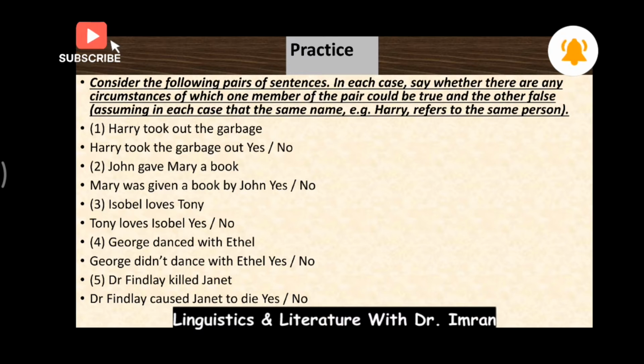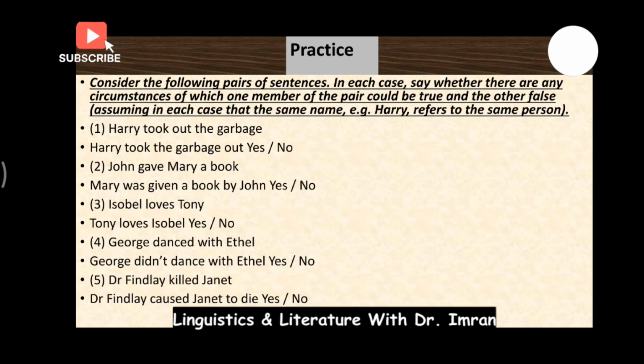Again, we have two different propositions in these two different sentences. The answer would be yes, because the two sentences do not correspond with each other. In the first case, Dr. Findlay killed Janet. In the second, Dr. Findlay was only the cause of Janet's death. Maybe she died because of something else, something different. So that's why these two sentences do not correspond to each other. So we have two different propositions.